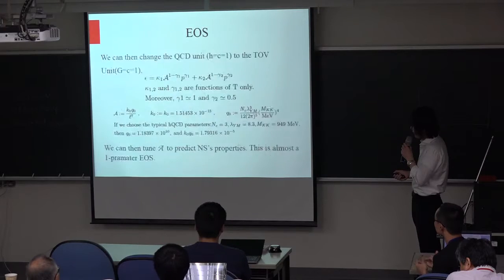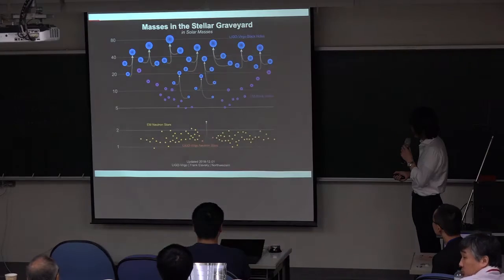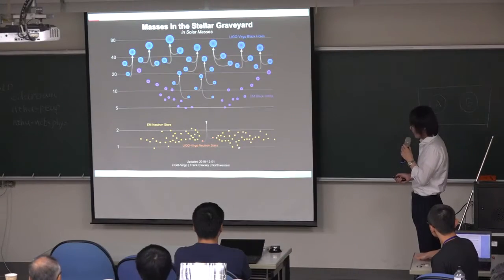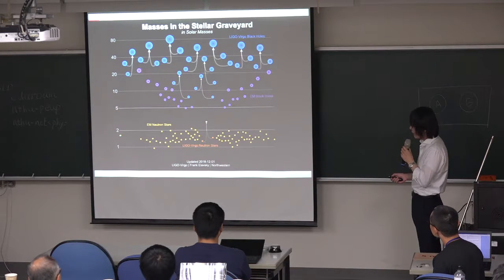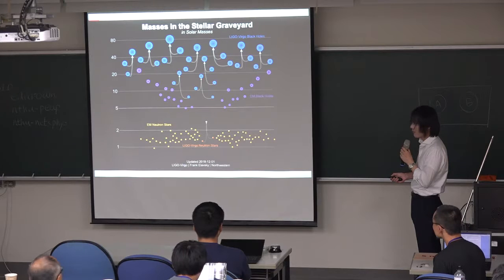But actually, in the study by Professor Lattimer, they have statistics of all these known neutron stars. In our case, we have the largest mass around 1.7 solar masses, and in their study they show that there are actually 2 peaks in the neutron star mass distribution. So one of the peaks is around 1.7, and then there's a gap between 1.7 and 2.